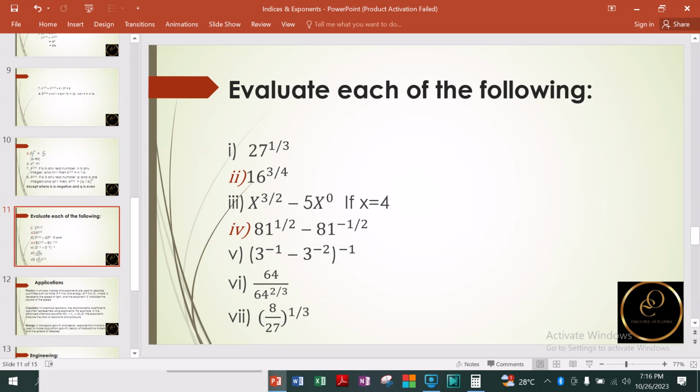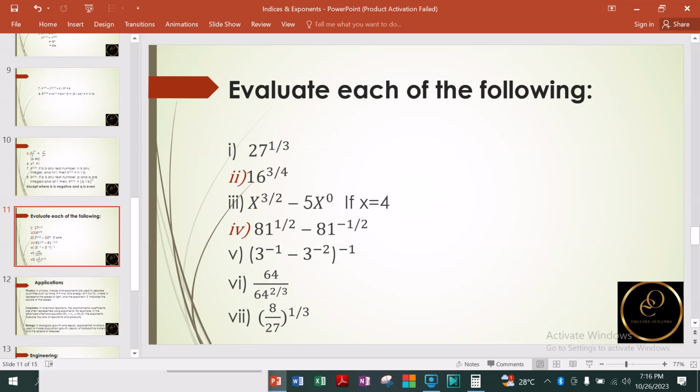So where x is, put 4. Even here, where x is, put 4. So this will be 5 times 4, because x is equal to 4. But this 4 is raised to power 0. Any number raised to power 0 is 1. So that reduces to 4 to the power 0 is 1. 1 times 5 is 5.